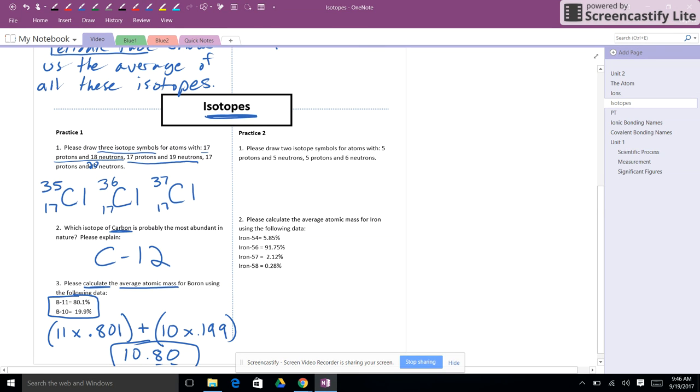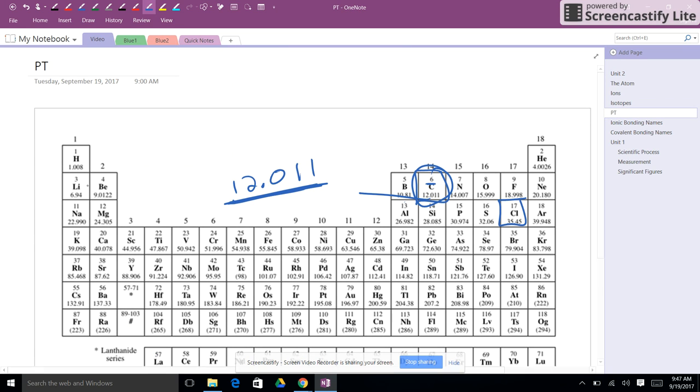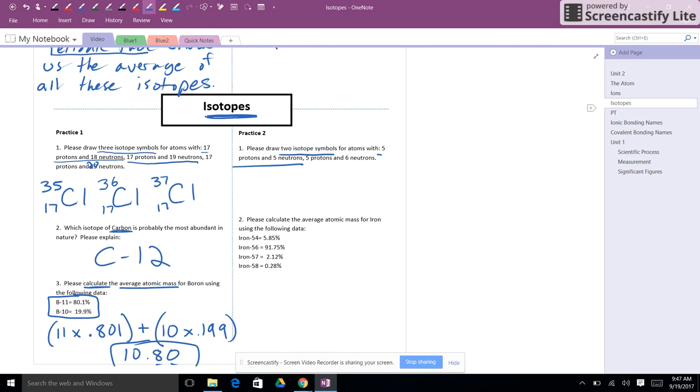Okay, let's keep going so we got some time. Please draw 2 isotope symbols for atoms with 5 protons and 5 neutrons. So which element has 5 protons? We got to look at our periodic table here, and we see that boron has 5 protons. So we get 5 below here. So 5 protons and 5 neutrons would mean we have boron 10, and then 5 protons and 6 neutrons. We still have boron because it's got those 5 protons, and then 5 plus 6, so we get our mass number of 11 on top here.